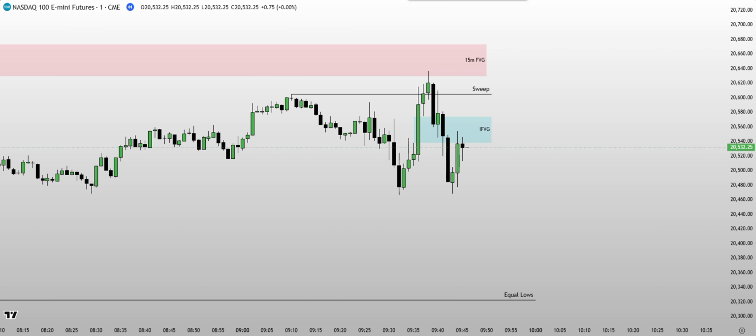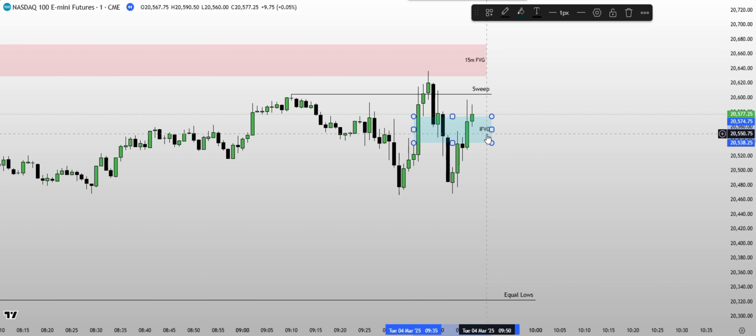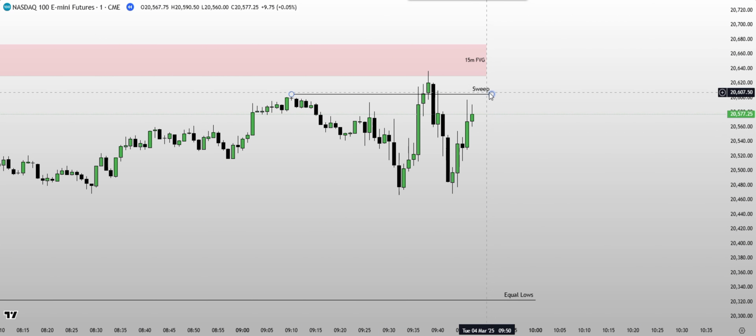I'm going to wait for price to show me something worth taking. I want to see price clearly break structure. We didn't get that just yet. Price did not break structure. Again, that's a key point that I'm looking for. So nothing just yet for me to take.